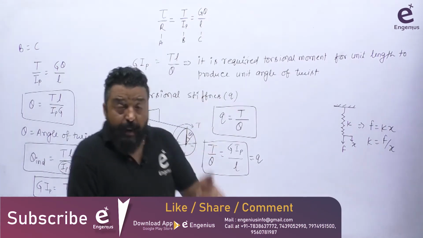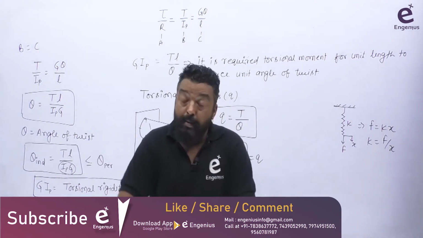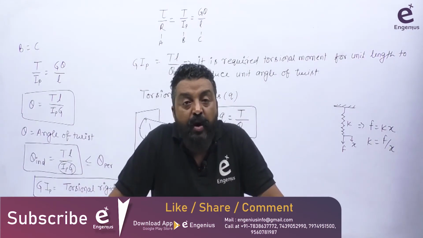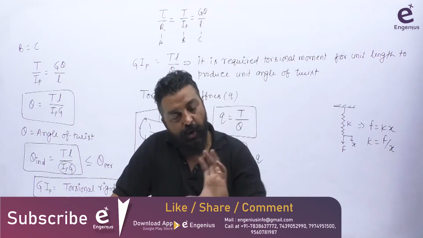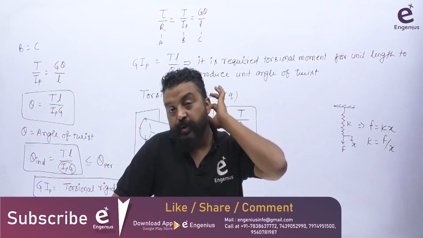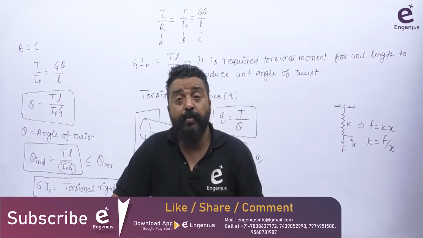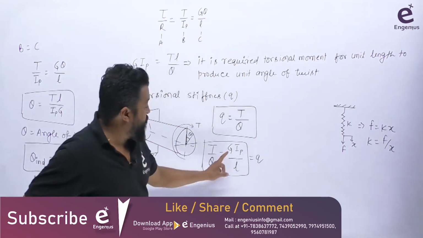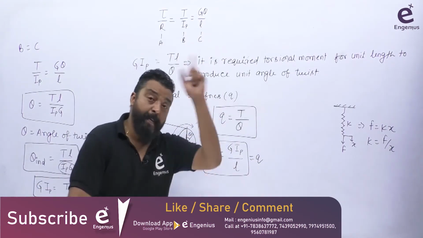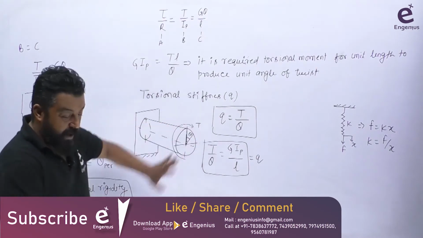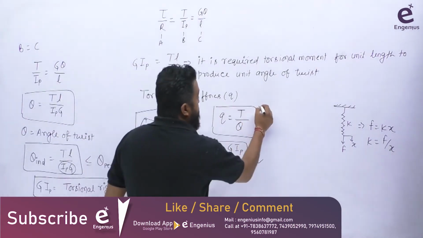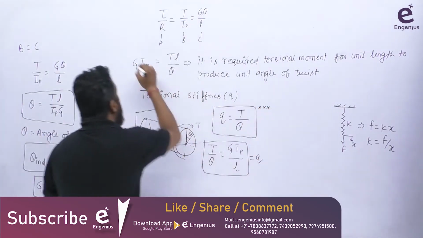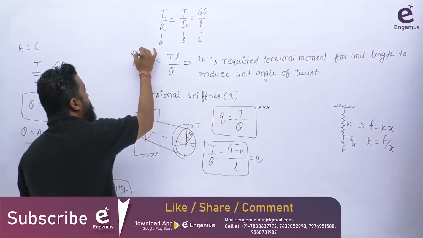This formula will be useful later too, in case of mechanical vibrations, when we talk about how the shaft is vibrating, or torsional vibrations. In torsional vibrations we need to calculate the torsional stiffness of the shaft, and you will use this formula to calculate this value. So it's a very important formula, you need to remember it. And this is a very important definition of torsional rigidity.